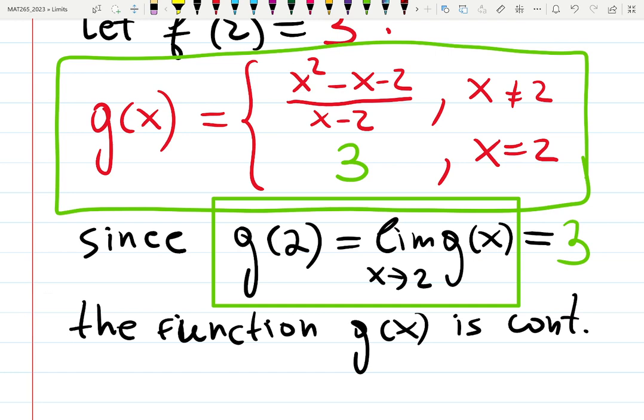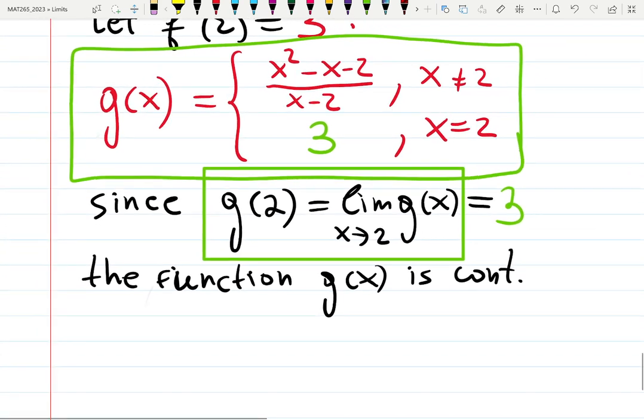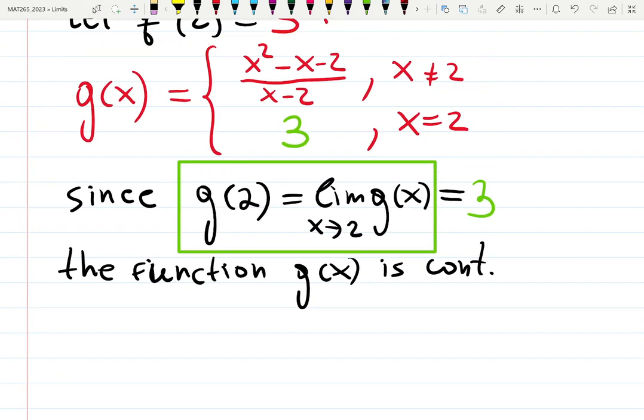Yes? I'm a little confused about what part exactly fixes the hole in this. Oh yeah, let me show you. It's not obvious. I'm actually happy you asked.